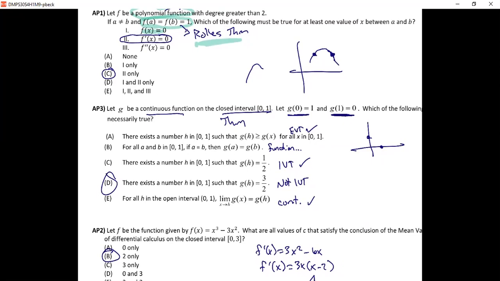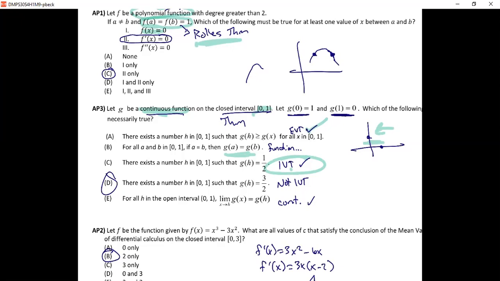And does the extreme value theorem apply? Well, do we have continuity on the closed interval? Yes, it does. The second one, for all a and b from 0 to 1, if a equals b, meaning that it's only one number, does g of a equal g of b? Yes, we have a function, therefore that's true. Do we have a number h from 0 to 1 such that g of h equals 1/2? Do we have to have a y value of 1/2 here? Yes, and that's by your intermediate value theorem. For D, g of h equals 3/2. Well, 3/2 is up here, so we're not guaranteed that. So D is our answer.